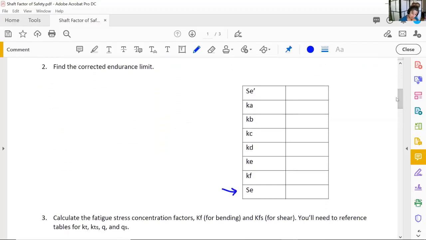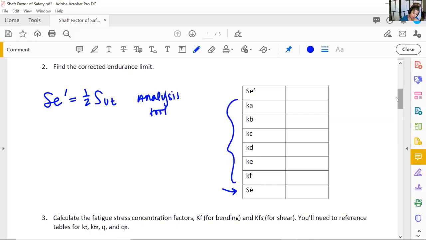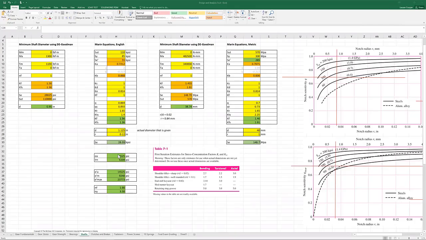That would be SE, and to get to SE, we have to do the whole Marin equation thing, and we start with SE prime, which is the lab value for endurance strength without all of the fatigue factors applied. And this is a simple calculation, 1/2 SUT. So this is in my analysis tool, which I'll show you here shortly, and all of these factors are in my analysis tool as well. So let's take a look at my analysis tool.